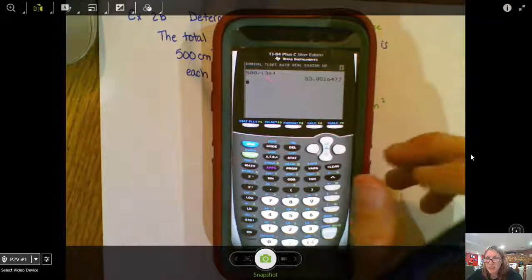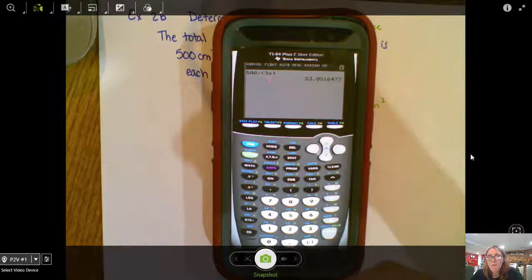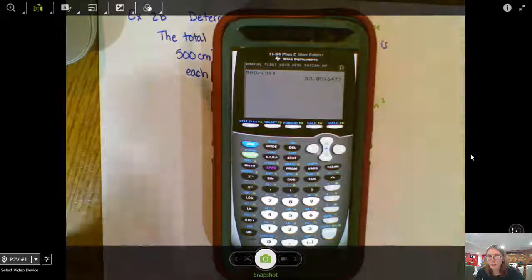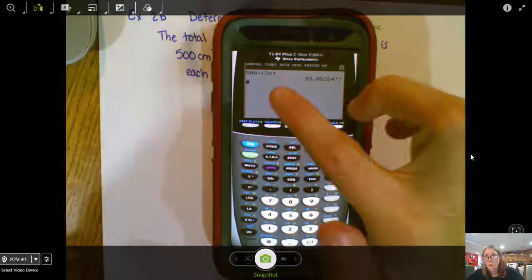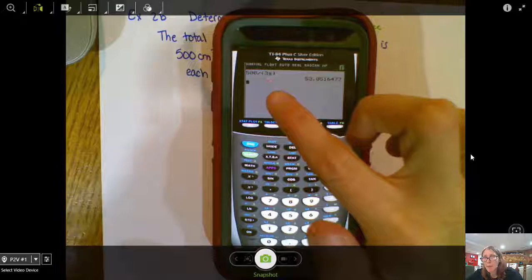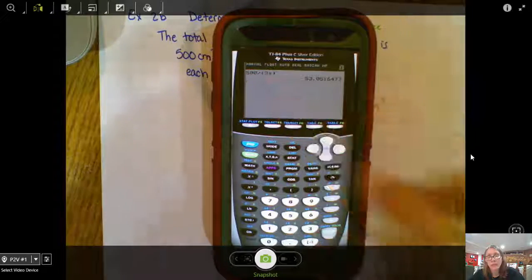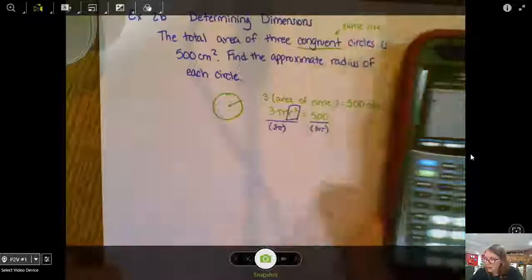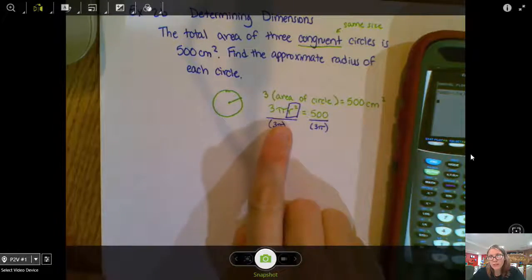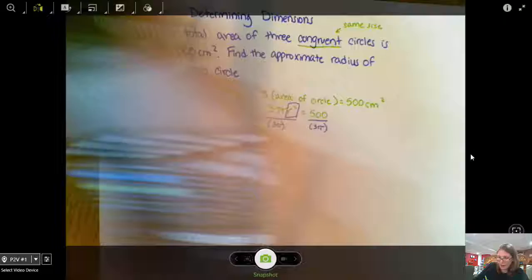Leave this number in your calculator, because the more we round, the more off our answer will be. Okay, and it's the same way with using this pi button instead of 3.14. Using that pi button instead of 3.14 is going to give us a much more exact answer. Alright, so r squared equals all of this.